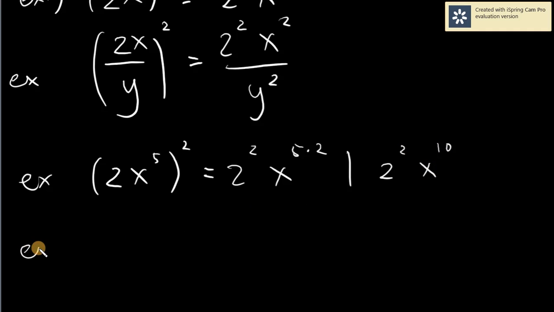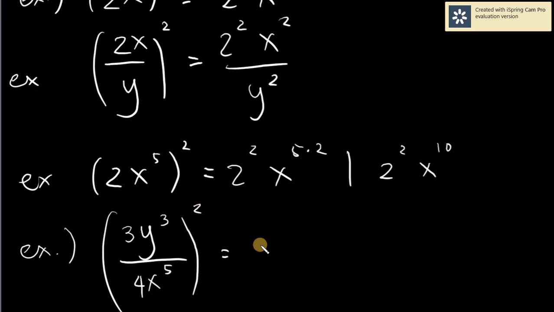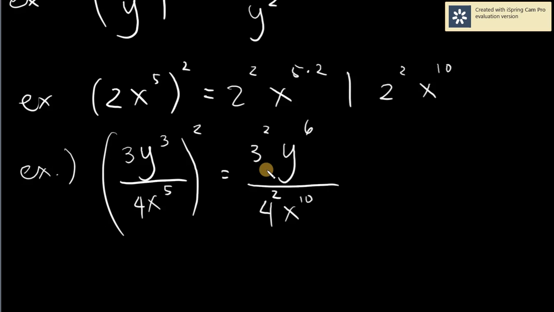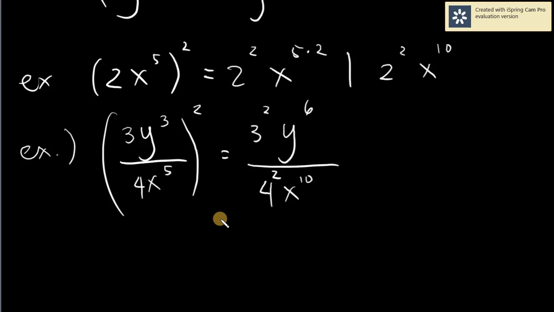Okay, so another one. Say I have 3y cubed over 4x raised to 5, and I have squared. So this would give me 3 squared y raised to 6, kasi 3 times 2, and 4 squared x raised to 10, kasi 2 times 5. Okay? So let's have another one, kasi hindi na kasha.